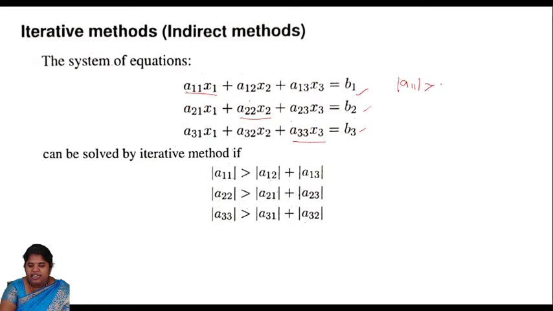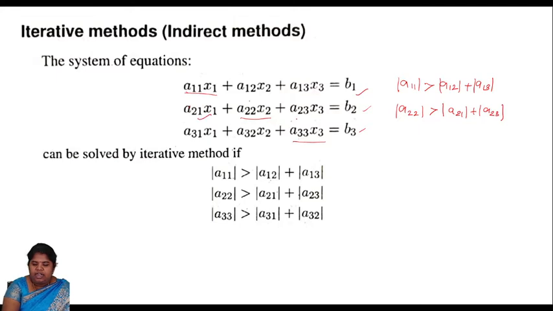So for the first row, modulus A11 should be greater than modulus A12 plus modulus A13. The sum of the two terms should be less than the first term. For the second row, modulus A22 is greater than modulus A21 plus modulus A23. And for the third equation, these two terms combine together: modulus A31 plus modulus A32, if we add these two terms, this should be less than modulus A33. That is, A33 must be greater. If these conditions are satisfied, then we can use the indirect methods.